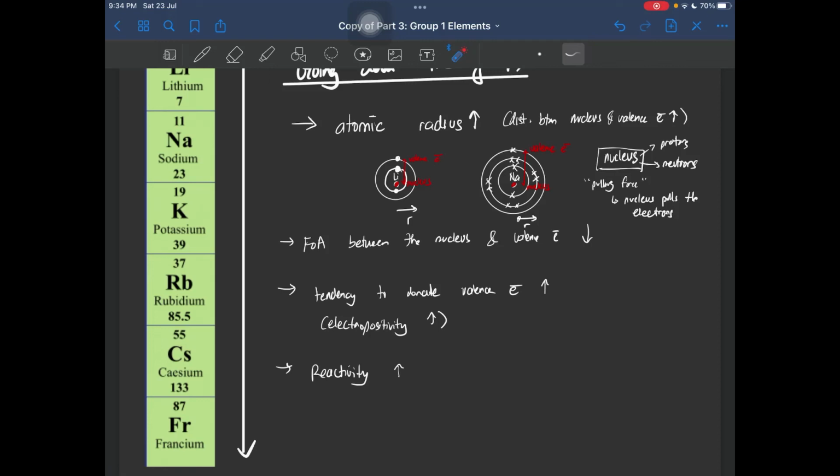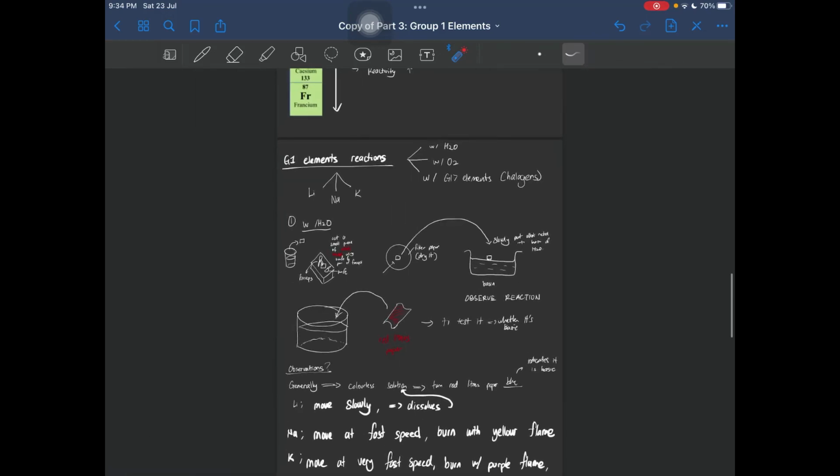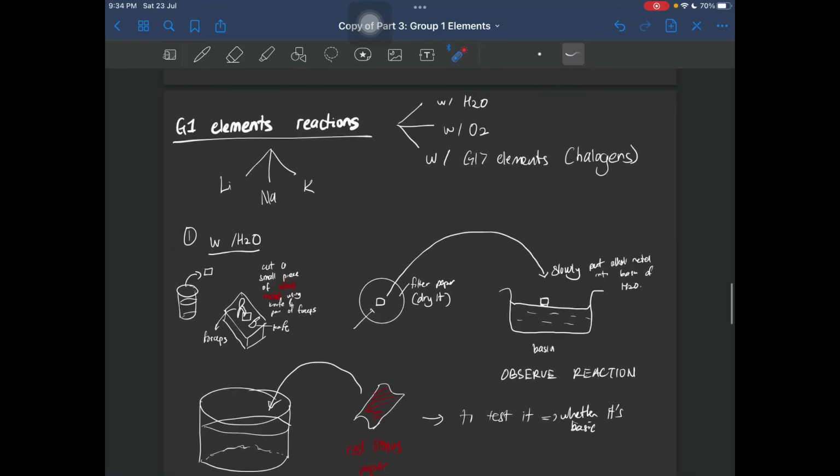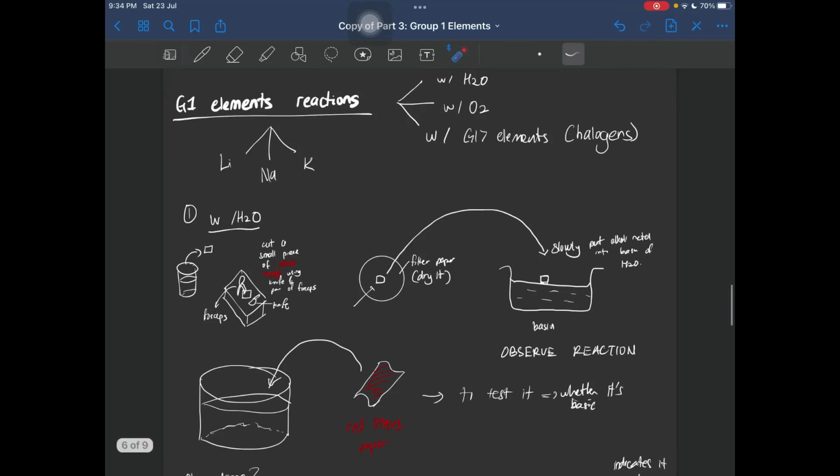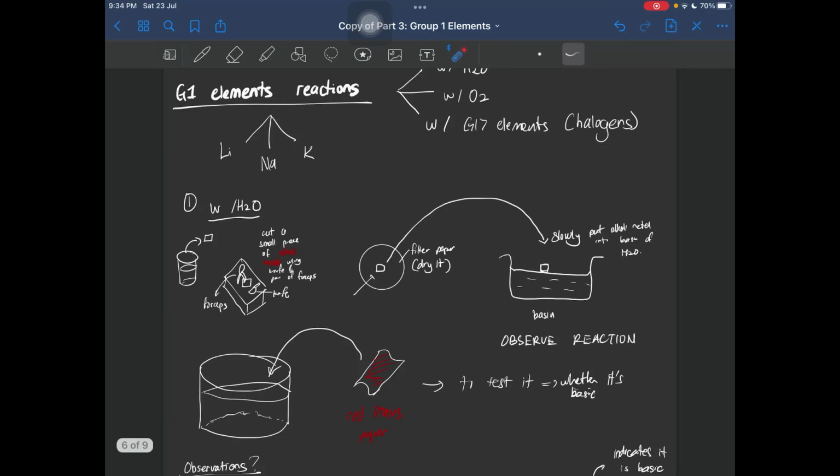One element will actually release the electron, and it will be received by another element. And then we've discussed the group 1 element reactions, which is the reaction of group 1 elements with water, oxygen, and also halogens, which are the group 17 elements.